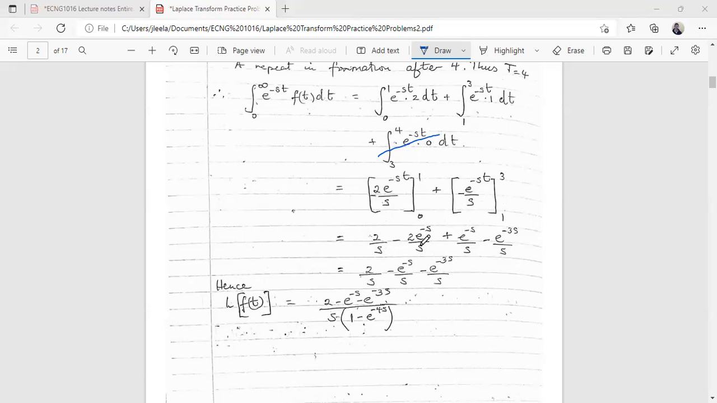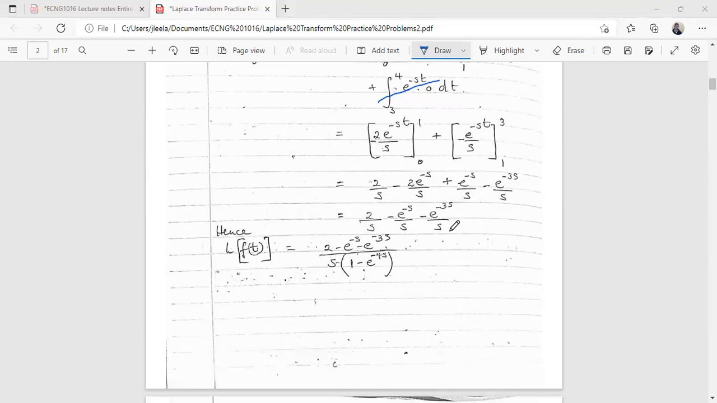So now we could simplify here. The two middle terms could combine. If you look at them, both of them have e to the minus s over s in them. So you'll get minus e to the minus s over s when you combine these two, right? So the Laplace here will be 2 over s minus e to the minus s over s minus e to the minus 3s over s.